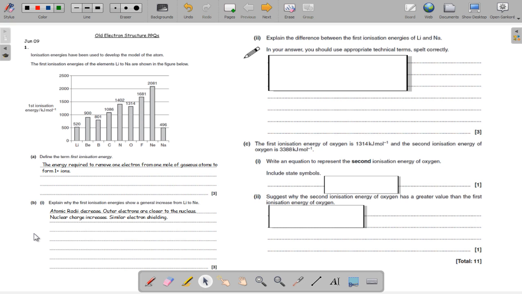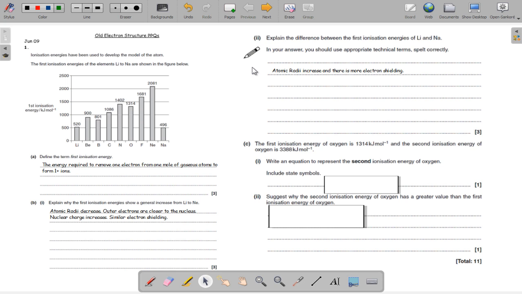And since they're experiencing similar electron shielding, the energy is going to go up and up and up because the nuclear charge is increasing on each of the atoms. And for this one, the atomic radii is increasing and there is more electron shielding. So sodium has a slightly lower ionization energy than lithium. And for the second ionization energy of oxygen, we have O+(g) → O2+(g) + e−. And an O+ ion is smaller than an oxygen atom, and electron shielding decreases in an O+ ion.